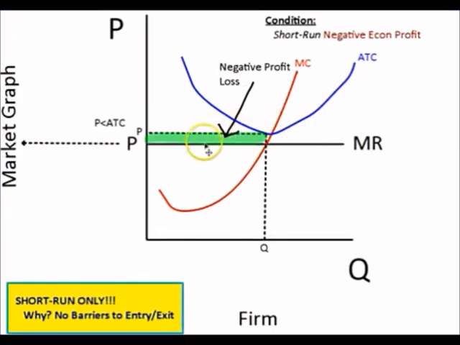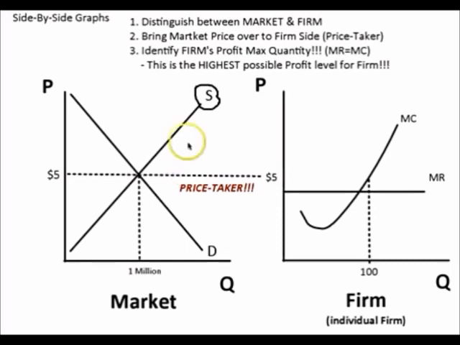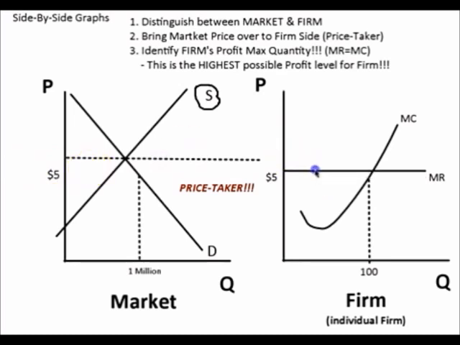Now, what's going to happen now? This is short run. Again, this is short run. Why? Because there are no barriers to entry and exit. So let's go back to this screen. The weaker firms are going to begin to exit the market. That's going to drive supply down. By driving the supply down, because there are fewer sellers, the price goes up, which takes surviving firms' marginal revenue up.